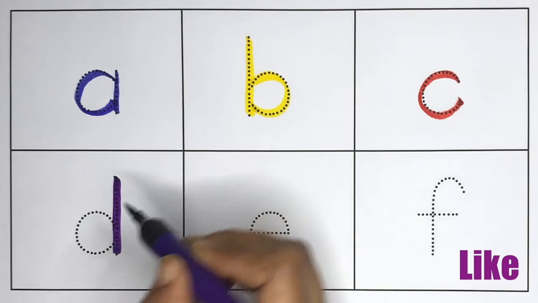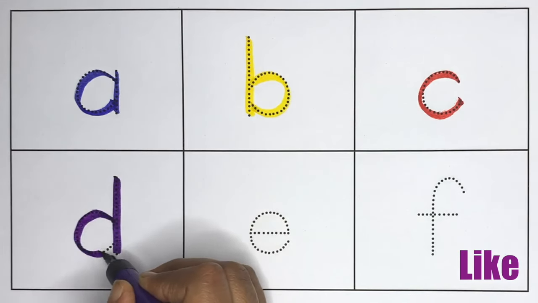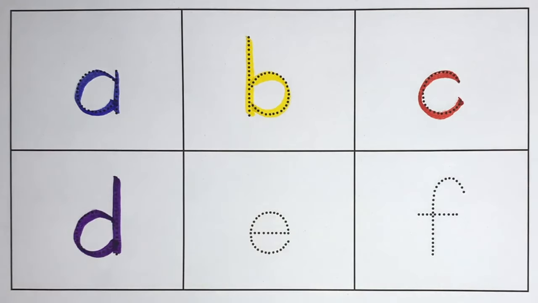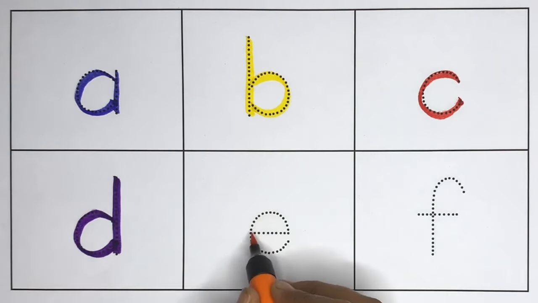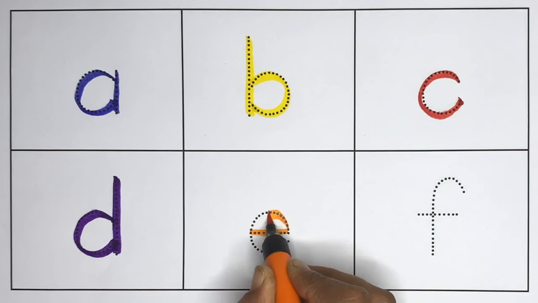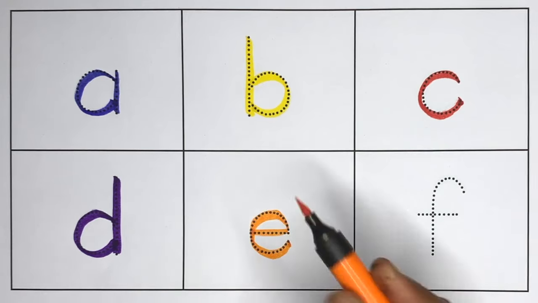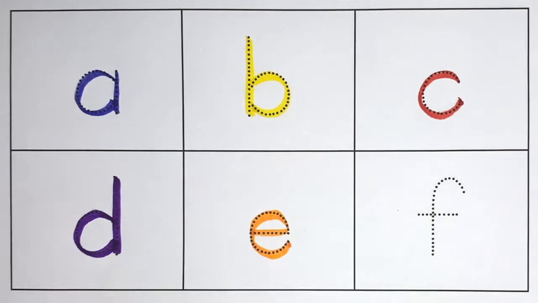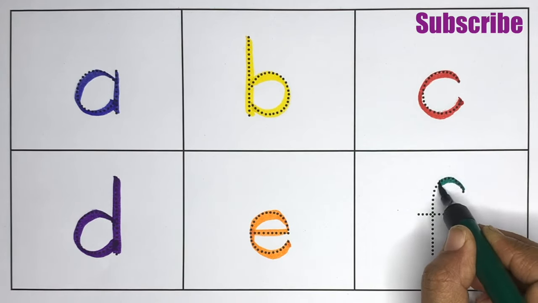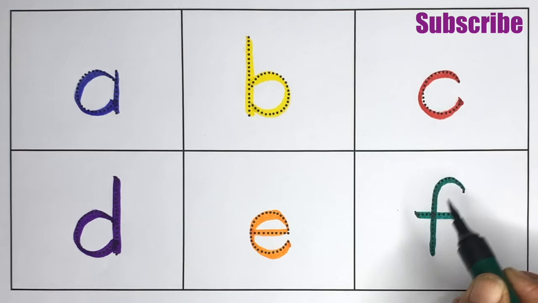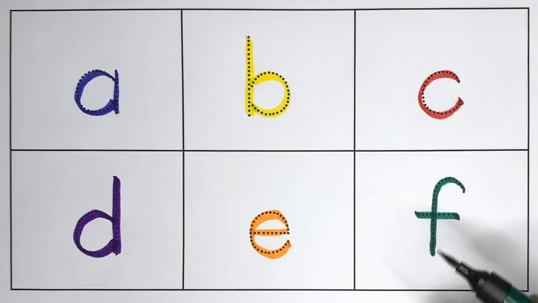D. D for dog. Violet color. E. E for elephant. Orange color. F. F for fish. Green color.